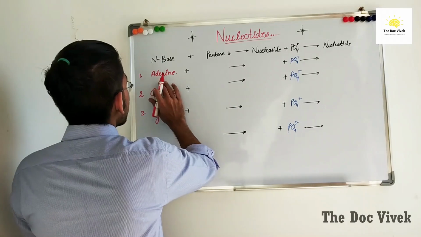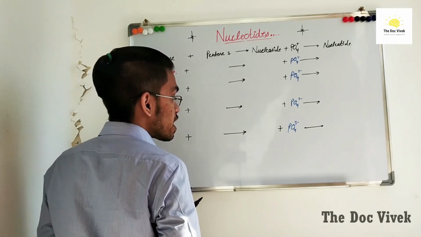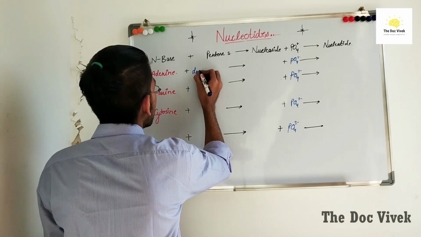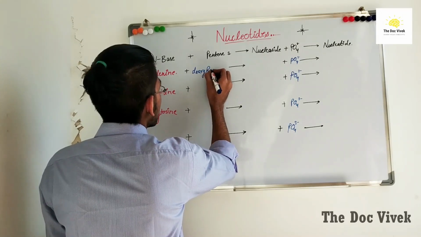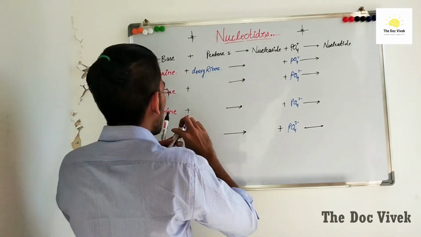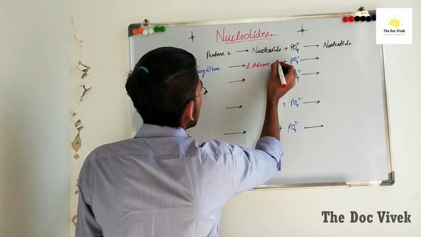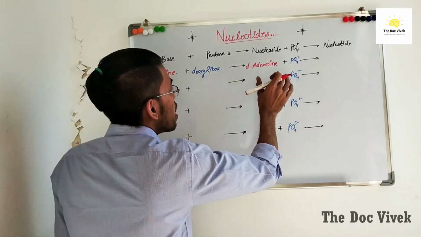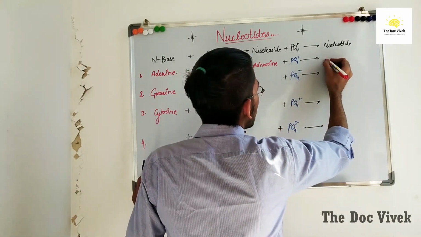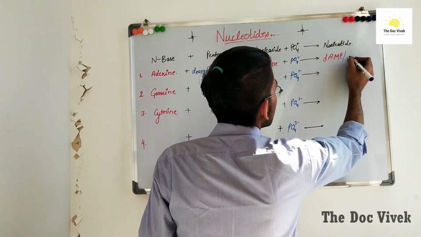So now the first nitrogenous base is adenine. Now for deoxyribonucleotides, which pentose sugar are we going to use is, yes, deoxyribose. Okay, if we added deoxyribose on adenine, then the nucleoside formed is deoxyadenosine. And if the phosphorylation takes place for deoxyadenosine, then the nucleotide formed is deoxyadenosine monophosphate, and this is also known as deoxyadenylic acid.